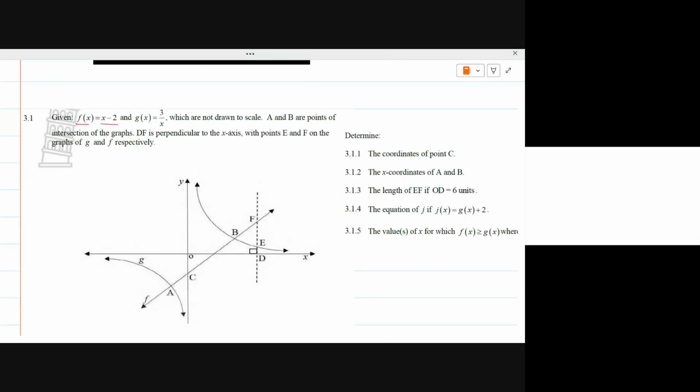What kind of graph is that? What kind of function are we looking at there? Good, it's a linear function. It's easy. It's a straight line graph. We know that straight line graphs come in the form y is equal to mx plus c. So in this case, we know that our gradient is 1.